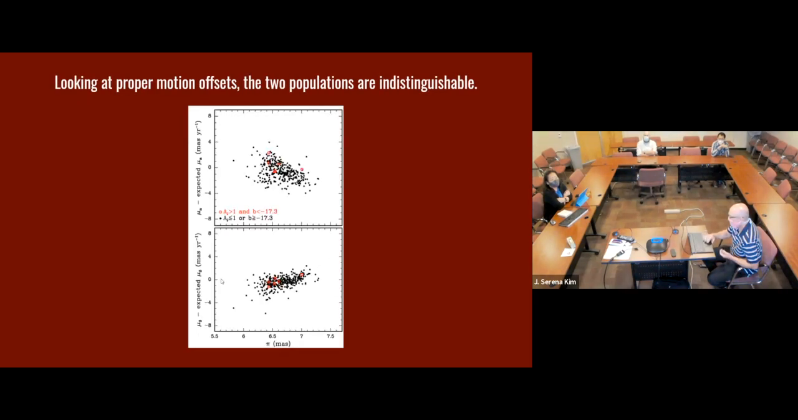And then, looking at the proper motion offsets, because we don't have RVs for the majority of the stars, you can see that those high extinction Coronet Cluster members just fit nicely within the distribution. And there's no obvious way to cut these into different kinematic populations.